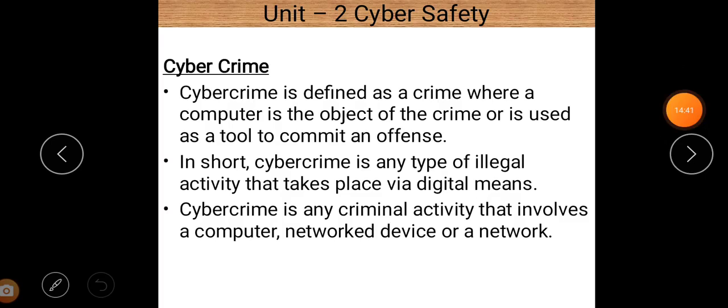Cybercrime is defined as a crime where a computer is the object of the crime or is used as a tool to commit an offense. So that is the definition of cybercrime. In cybercrime, there is a use of computer. In short, cybercrime is any type of illegal activity that takes place via digital means. That is the shortest definition of cybercrime.